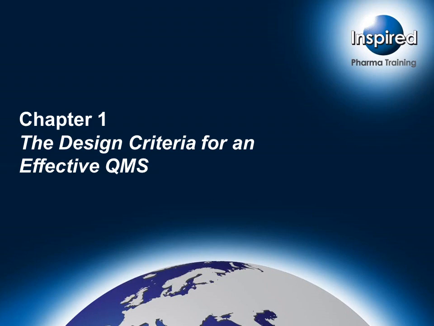Welcome to this first chapter of Unit 2, a chapter that deals with the design criteria for an effective QMS. Most of you will already have a QMS that has already been designed, so you can use the contents of this and later chapters to consider how you can evolve an existing QMS to cope with new regulatory requirements, QMS ideas, and business pressures.